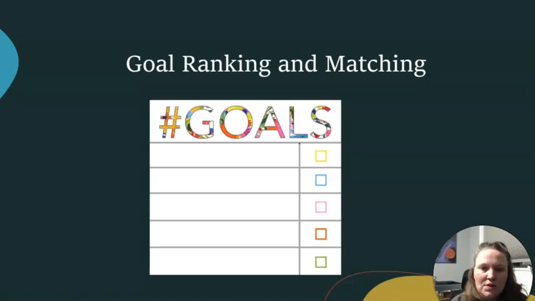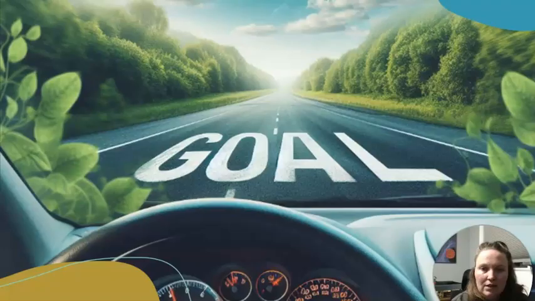For this assignment, I chose the goal ranking and matching classroom assessment technique, and some of the key items for using this technique are they're not scored, students can list 3 to 5 goals each, they can rank their goals based on importance, and it is completely anonymous.